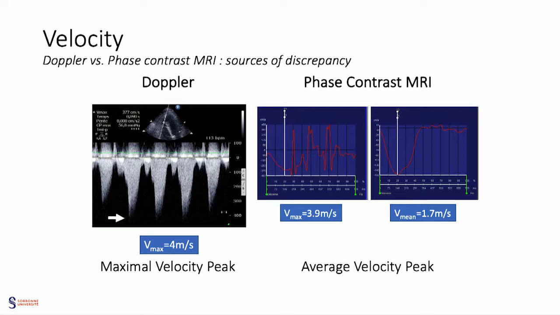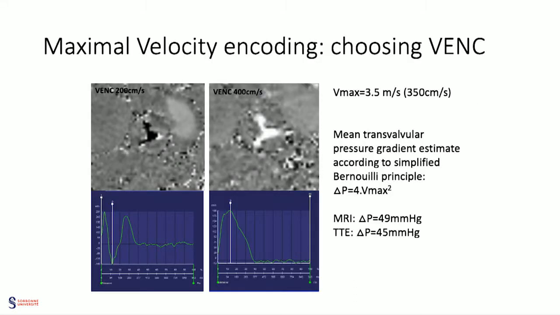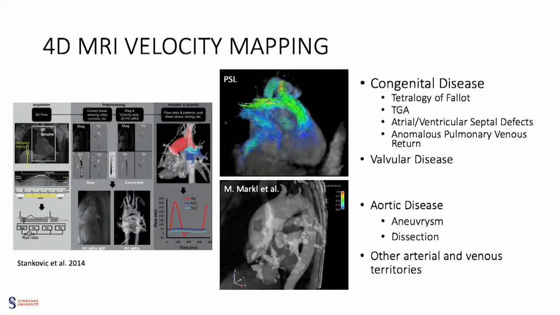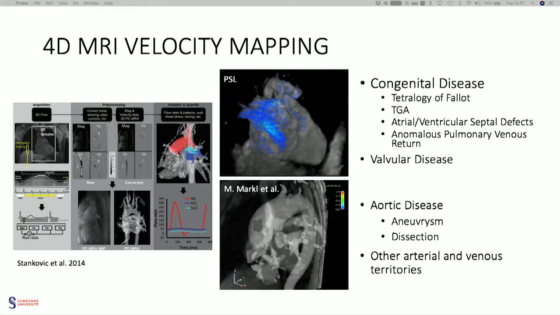They are close, but it's important to be very careful about these issues. Of course, VENC setting is also extremely important, to be just over the maximal velocity that we are encoding. With this example here, Vmax was 3.5, and so actually with properly set VENC, we could get a pressure gradient estimation extremely close to echo with a PEDOF in this case.